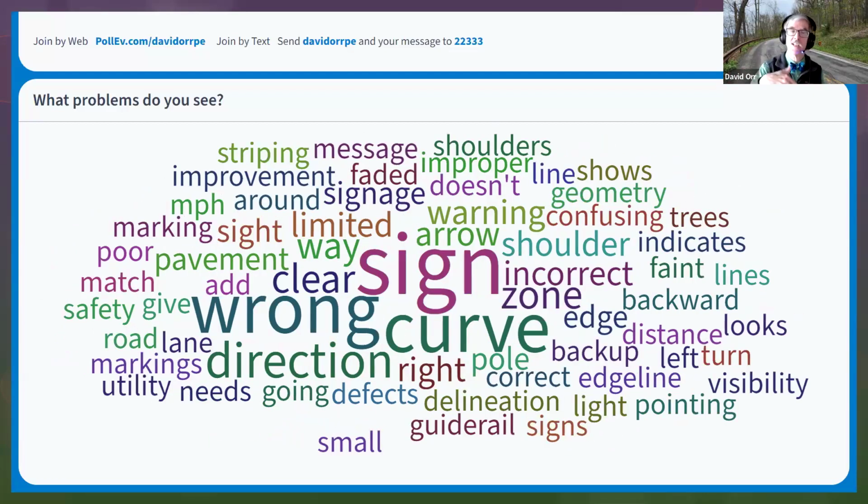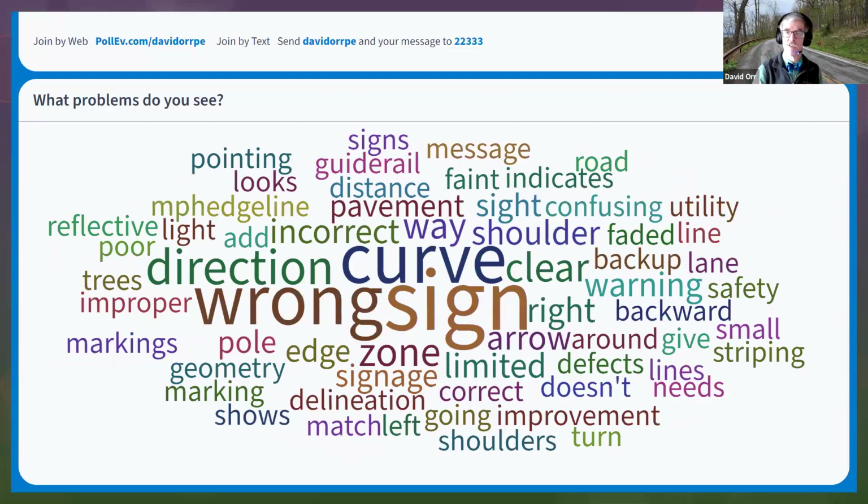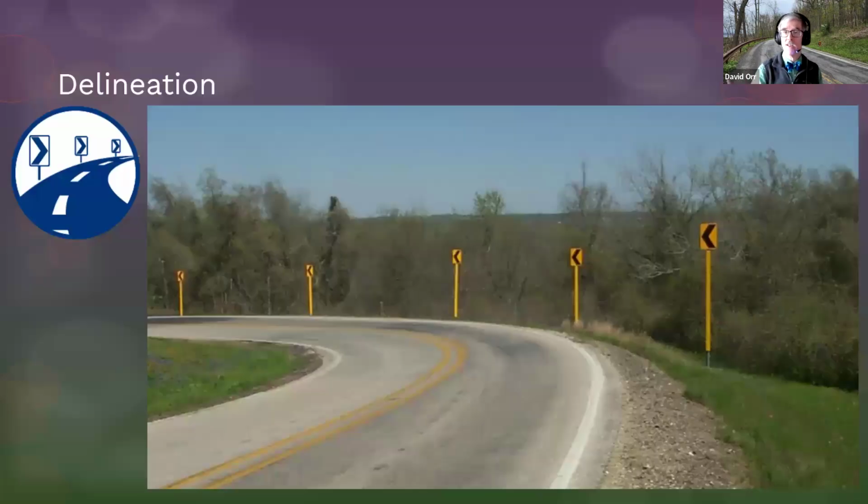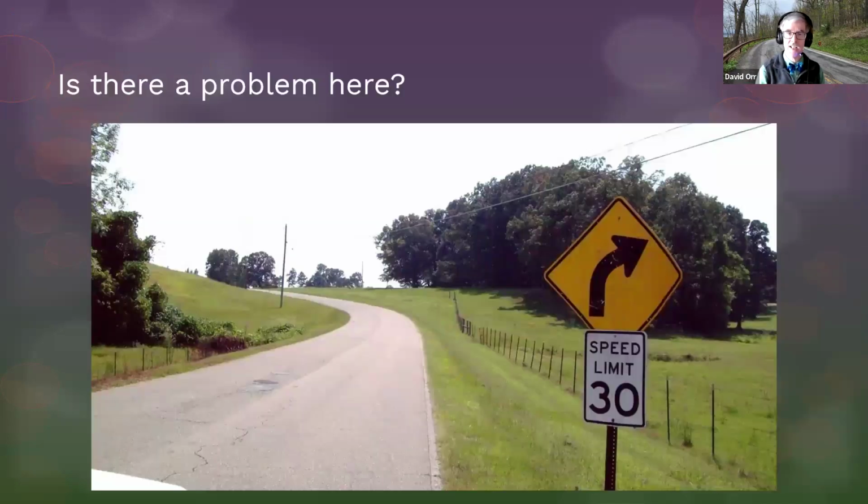But let's talk about the kind of things you want to think about on every single curve that you've got. And we're going to start with delineation, which essentially says signs, markings, and delineators. Okay? Now, obviously, we know we want to see going around the corner. We know it helps, but way too often we see things like this.